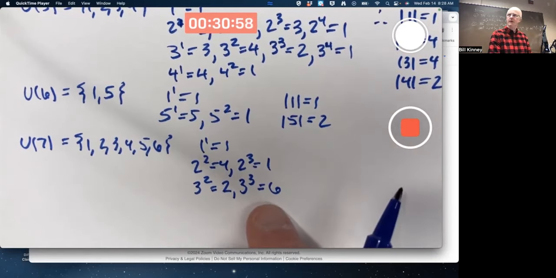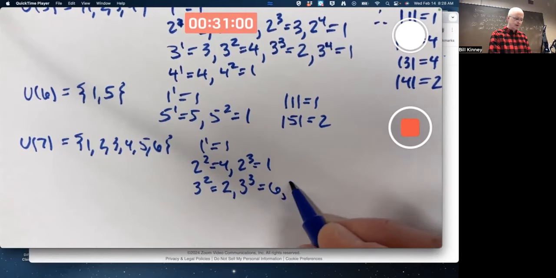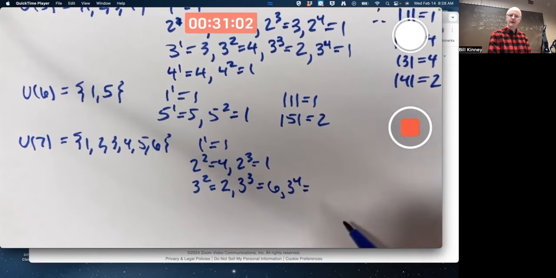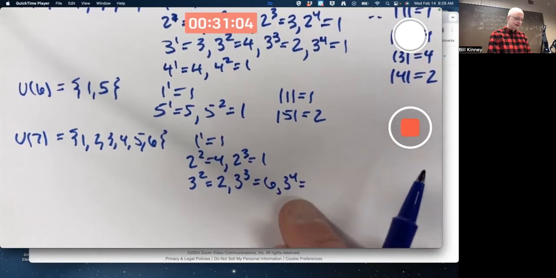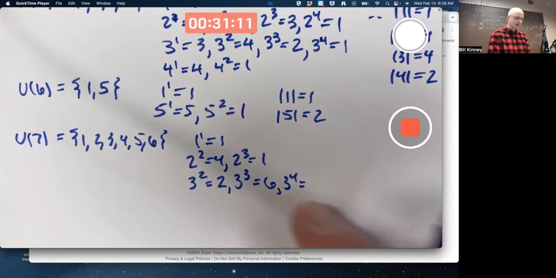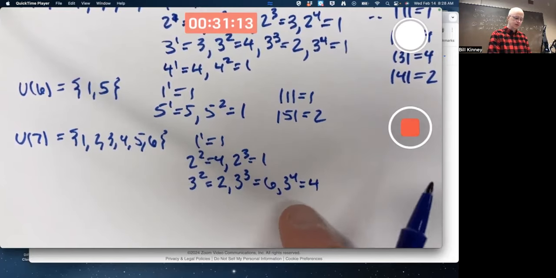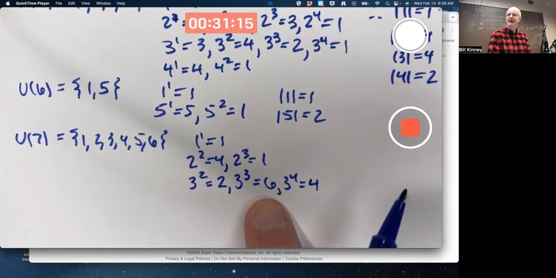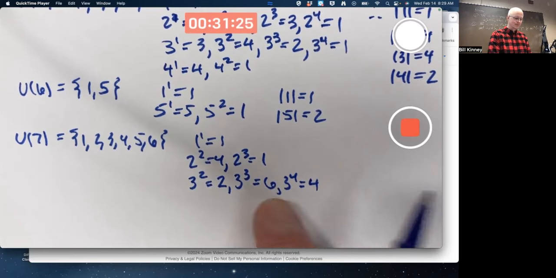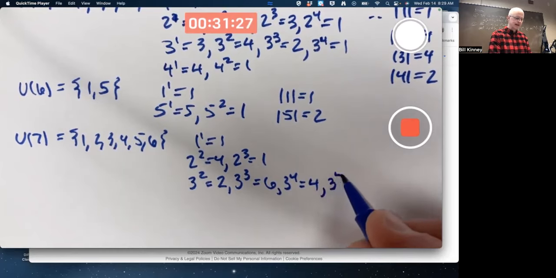Order is going to be bigger than 3. 3 to the fourth, 81, 81 mod 7. Let's see, 7 goes into 77 evenly. It's going to be 4. You also could do it as 3 times 6 mod 7. 3 times 6 being 18, mod 7 is 4. Tracking with me? Still not back to the identity.